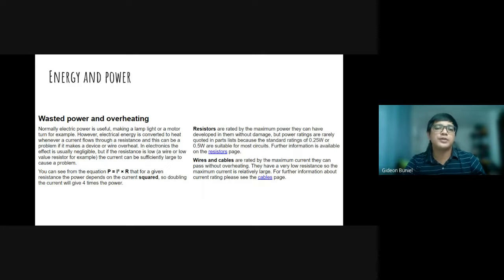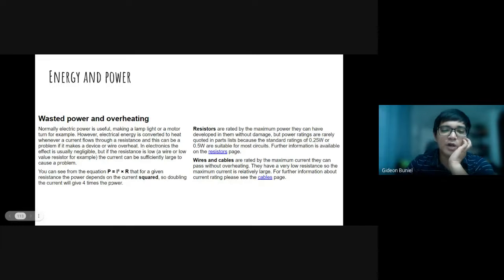Whenever a current flows through a resistance, this can be a problem if it makes a device or wire overheat. In electronics, the effect is usually negligible. But if the resistance is low, a wire or low value resistor, for example, the current can be sufficiently large to cause a problem. You can see from the equation P is equal to I squared times R that for a given resistance, the power depends on the current squared. So doubling the current will give 4 times the power.